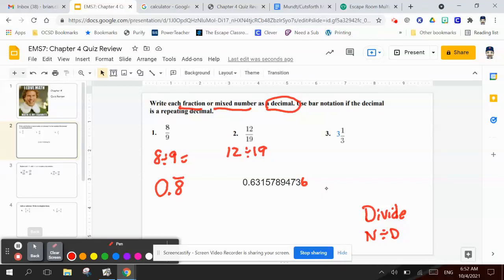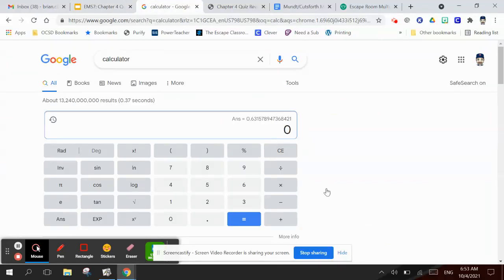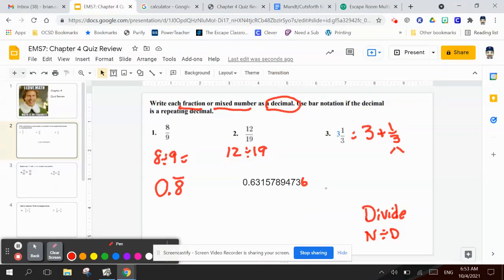Number 3, bad example. Should have changed different numbers, but that's okay. Number 3 is 3 1/3. So to write this one, this is the same as 3 plus 1/3. So if we change 1/3 to a decimal, I go to my calculator, 1 divided by 3, I get 0.333333. So I know that the 3 is repeating. So 1/3 is 0.3 repeating.